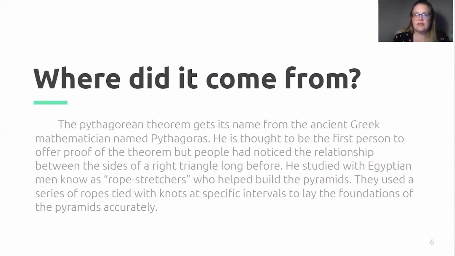Where did the Pythagorean theorem come from? The Pythagorean theorem gets its name from the ancient Greek mathematician named Pythagoras. He is thought to be the first person to offer proof of the theorem, but people had noticed the relationship between the sides of a right triangle long before. He studied with Egyptian men known as rope stretchers who helped to build the pyramids. They used a series of ropes tied with knots at specific intervals to lay the foundations of the pyramids accurately.